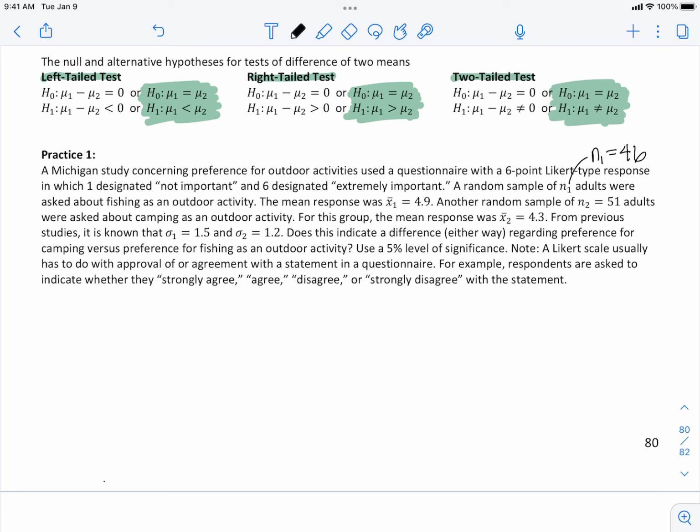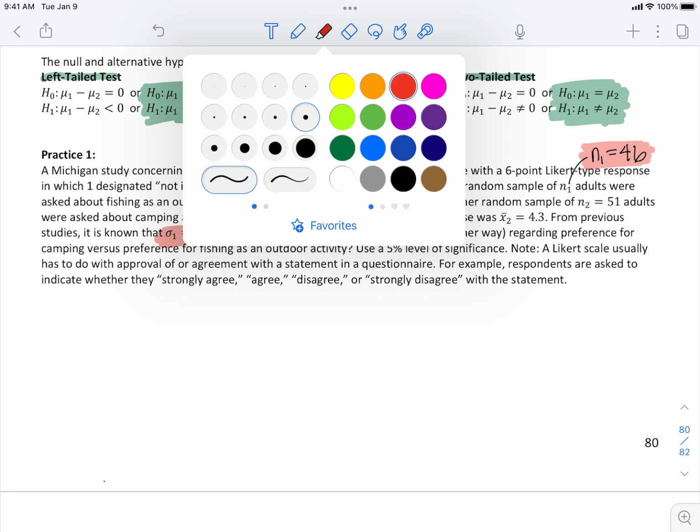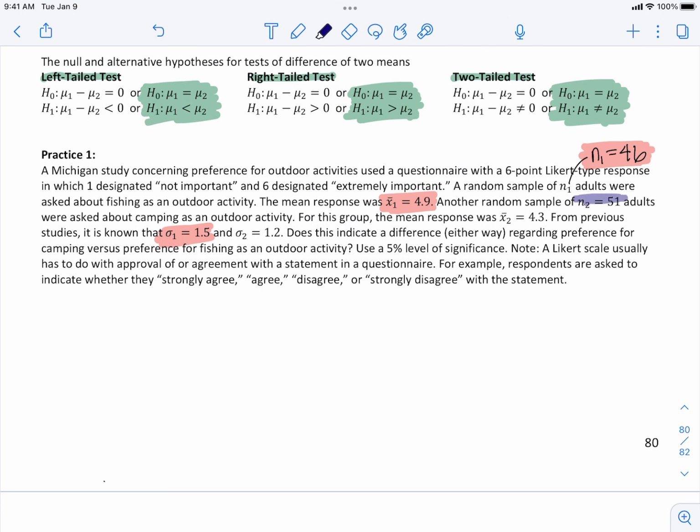So let's go through and highlight all of our important pieces of information. So from our first group, we have N1 is 46, we have our X1 bar is 4.9, and our sigma 1 is 1.5. From our second group, we have that N2 is 51, X2 bar is 4.3, and sigma 2 is 1.2. We also have important information. They say, does this indicate a difference either way? And we have 5% level of significance.